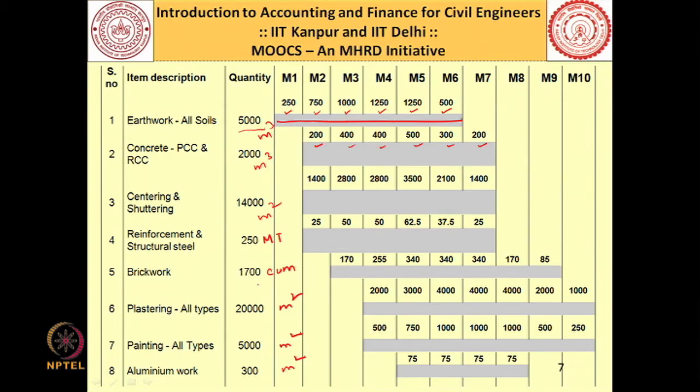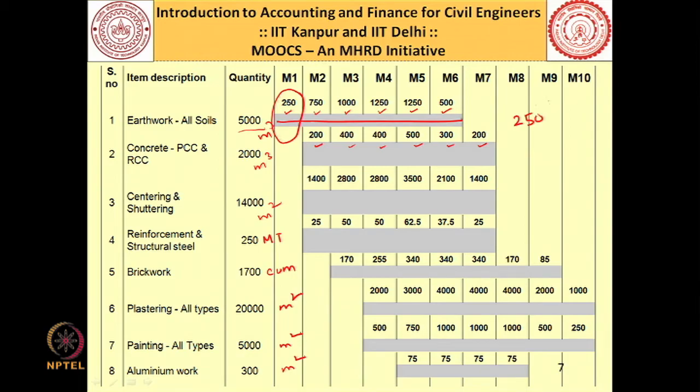When I say labor schedule, that means I am interested in finding how many laborers are needed in month 1, how many in month 2 and how many in month 3 and so on. So, let us try to find out the labor requirement for month 1. In month 1 I am doing only one activity, that is earthwork. How much quantity am I doing? 250 cubic meter. So, how do I calculate the labor requirement?